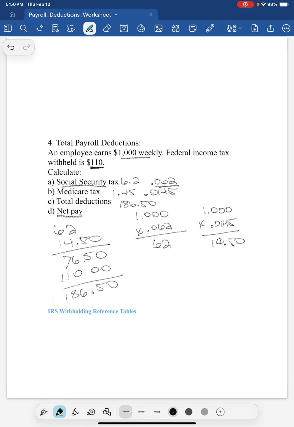And so their total deductions are $186.50. Net pay just means, what do you bring home? So you made $1,000, but the government has taken out, it happens to all of us, $186.50. So your total net pay, or bring home pay, people call it that sometimes, it means the same thing, is 1,000 minus 186.50, and your total bring home is $813.50. Okay, guys, that's all I've got on that. If you have any more questions, just reach out to me.